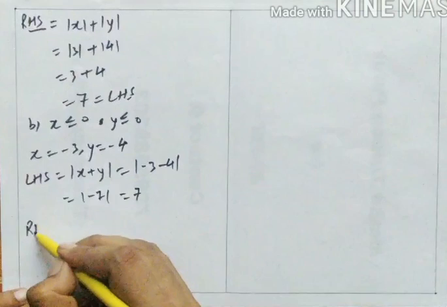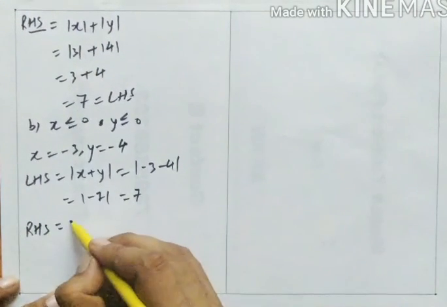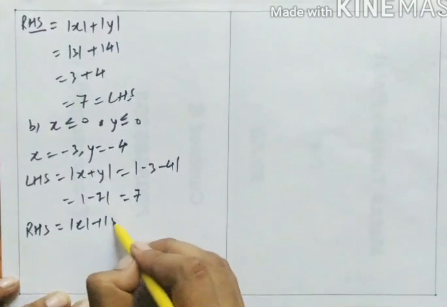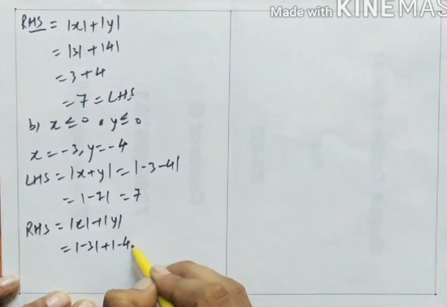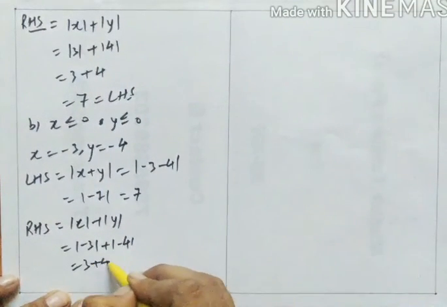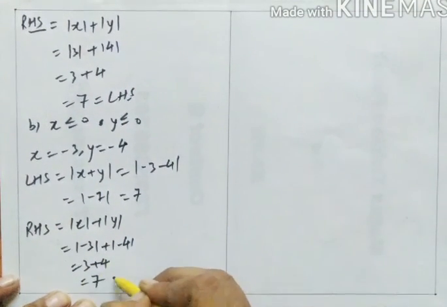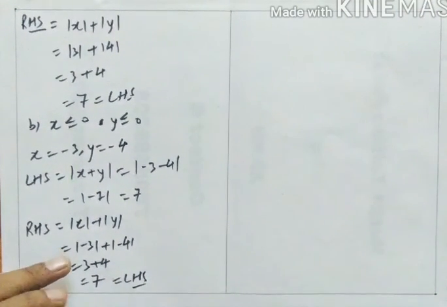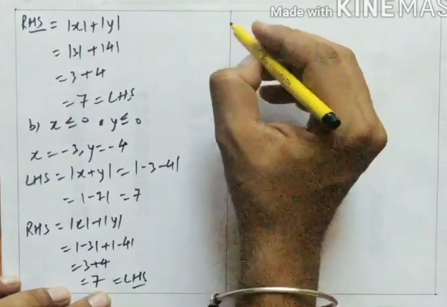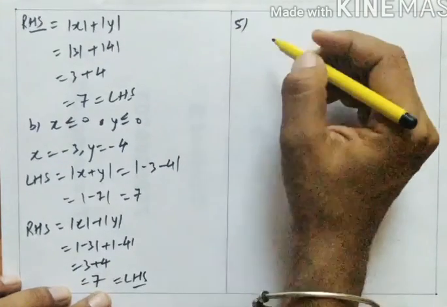Let's find out RHS, that is mod of x plus mod of y, that is mod of minus 3 plus mod of minus 4, that is 3 plus 4, that is 7, and that is equal to LHS. So for the second case also it is verified. You can see the property 4 also holds good.